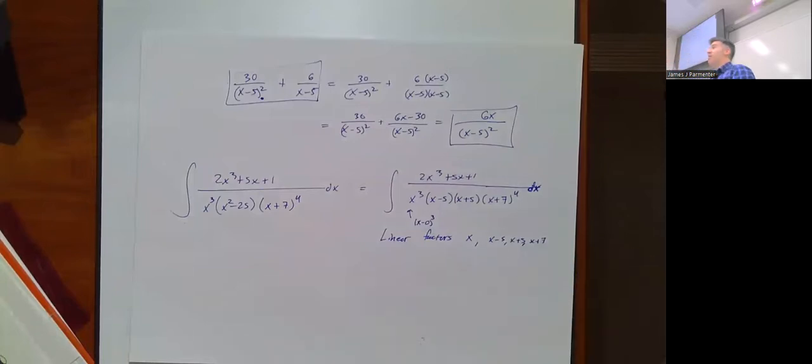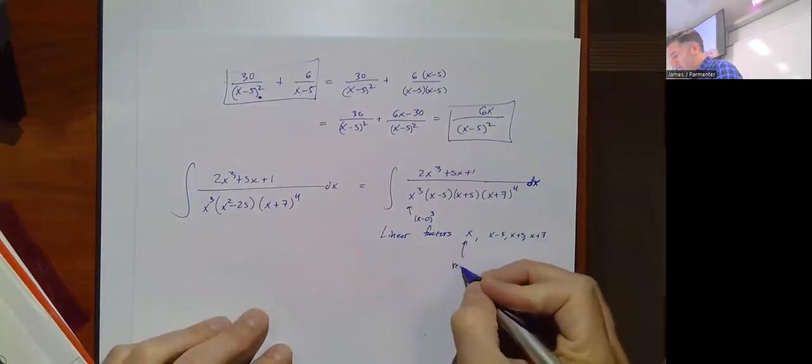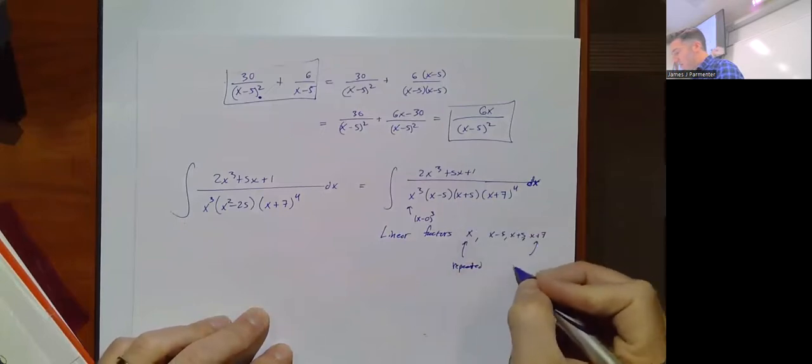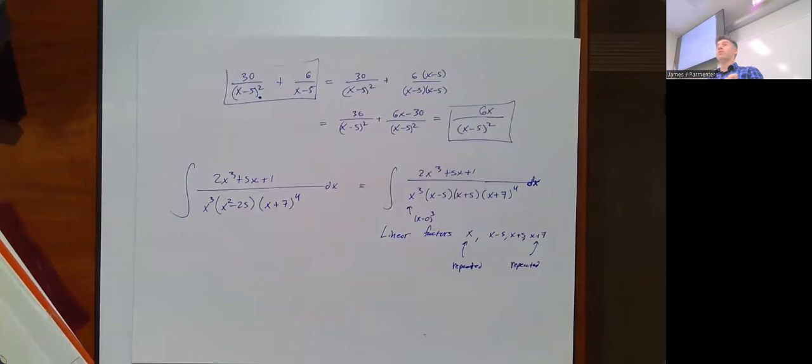And then some of them are repeated linear factors because you have x to the third. So this is a linear factor repeated 3 times. And so is x plus 7. It's a repeated linear factor. When you have repeated linear factors, you need the highest power of them and every lesser power down to 1.